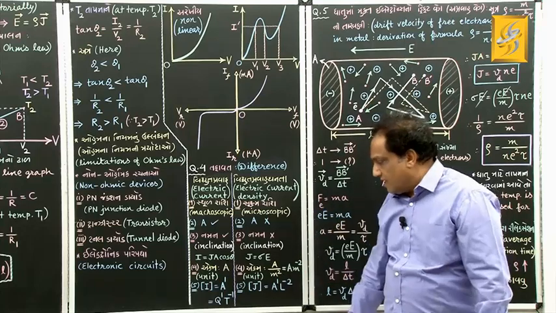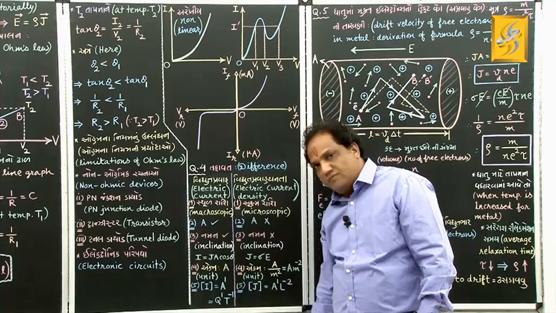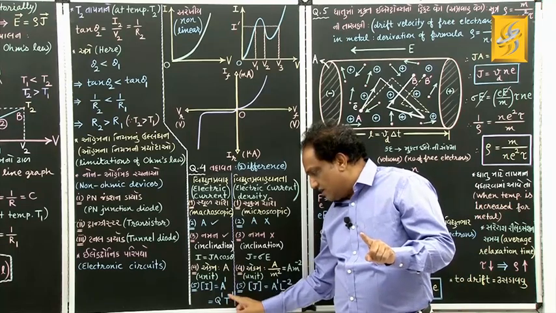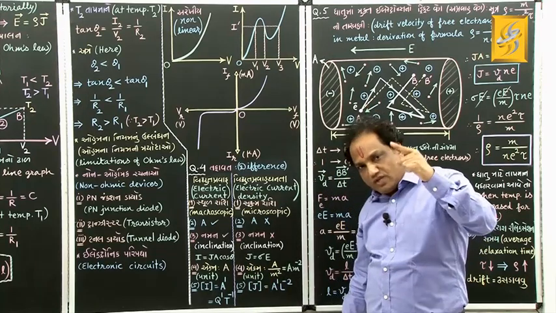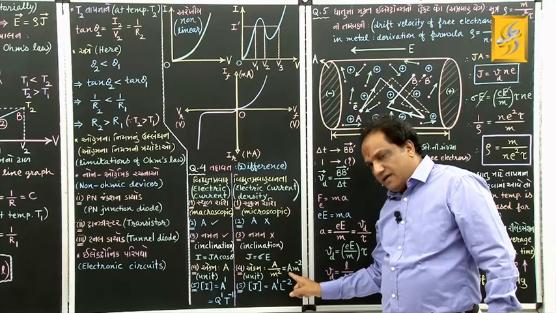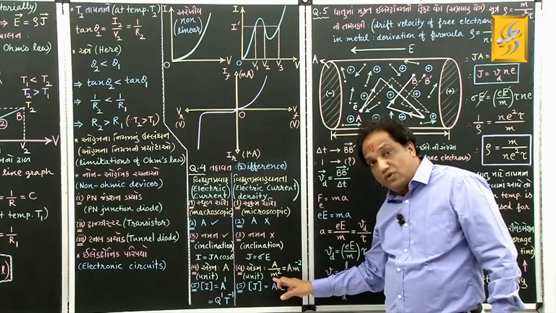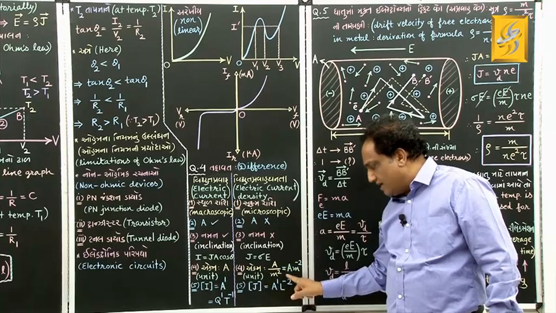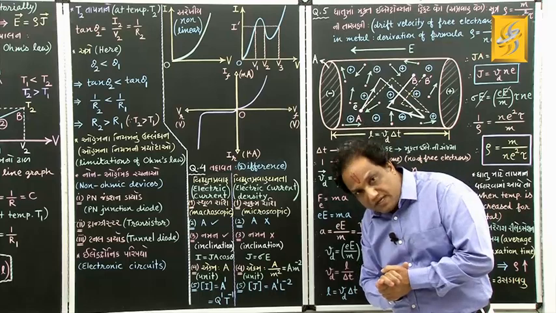What about dimensional formula? For current it is A raised to 1, or you may write Q raised to 1 T raised to minus 1, correct, because it is Q upon T. And here for current density, it is A raised to 1, and for meter square you can write L raised to 2 in the denominator, which will go up as L raised to minus 2, correct. A raised to 1, L raised to minus 2, correct.